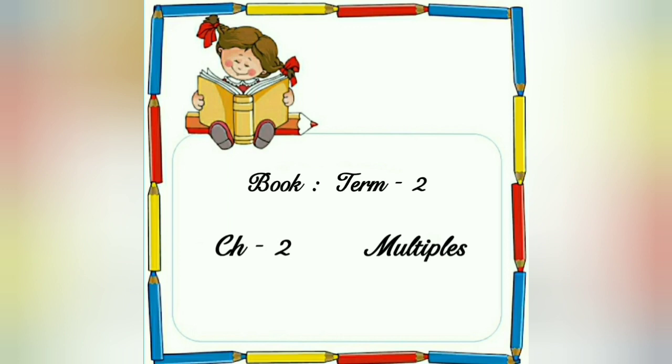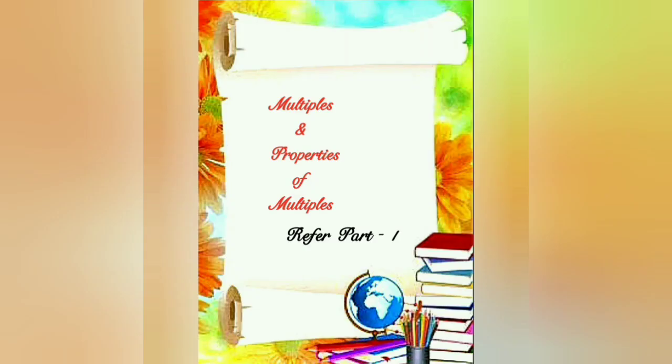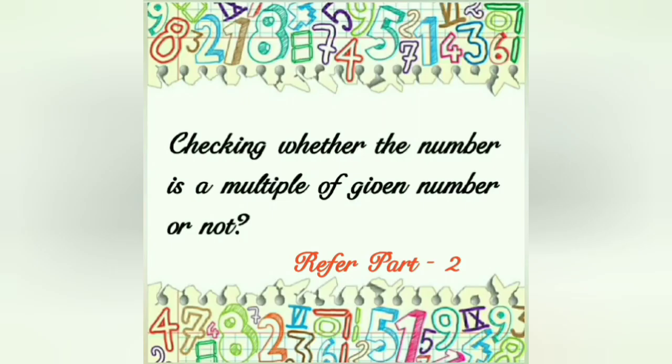Now we are moving forward to revise Chapter 2, Multiples, from Book Term 2. In this chapter, first we have studied multiples and properties of multiples. For revising this concept, you can refer to part 1 of the provided videos. After that, we have done checking whether a number is a multiple of a given number or not. For revising this concept, you can refer to part 2.